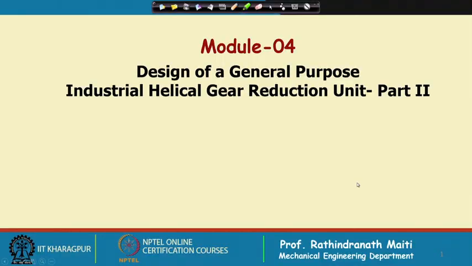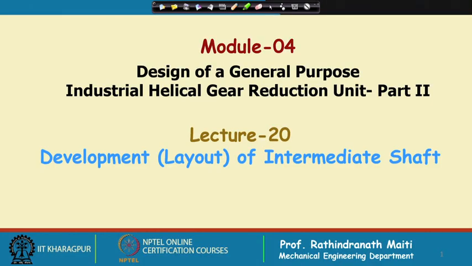This is the last lecture of module 4, that is week 4, design of general purpose industrial helical gear reduction unit, and this is part 2. We have already learned how to calculate the gears and bearings, how to select the bearings, and how to assess the size of the different shafts. Now, in this lecture I shall cover the development of the intermediate shaft.